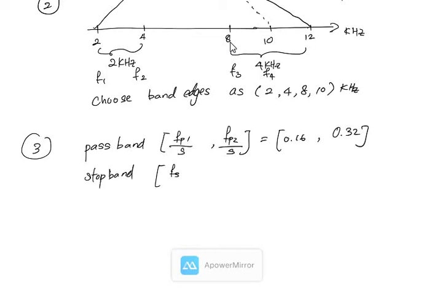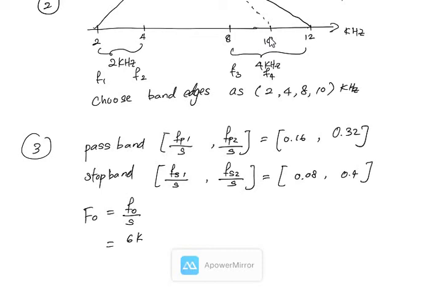And then for the stopband, that is Fs1 divided by Fs and Fs2 divided by Fs. So you have the value of 2 here. 2 divided by 25, you get 0.08. And 10 divided by 25, you get 0.4. So you must use the new band edges. And then F0 equals F0 divided by Fs, which is 6K divided by 25. F0 is the center frequency of the passband, divided by the sampling frequency. So you obtain 0.24.